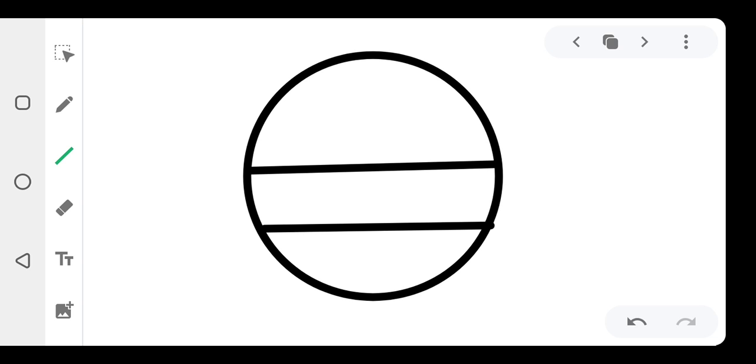It doesn't come like this. It's located here, somewhere around here. You understand it now? It's not passing through the center of the circle. So it's a chord. You understand what I'm saying now?